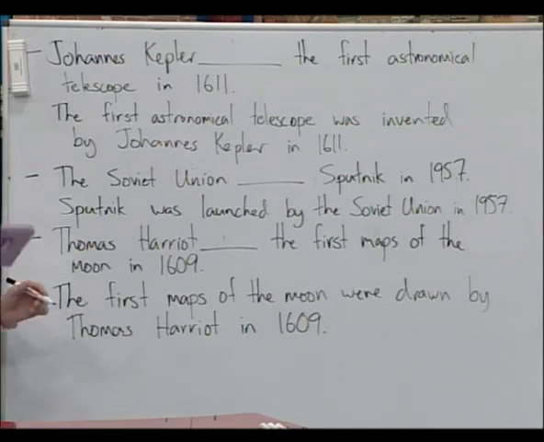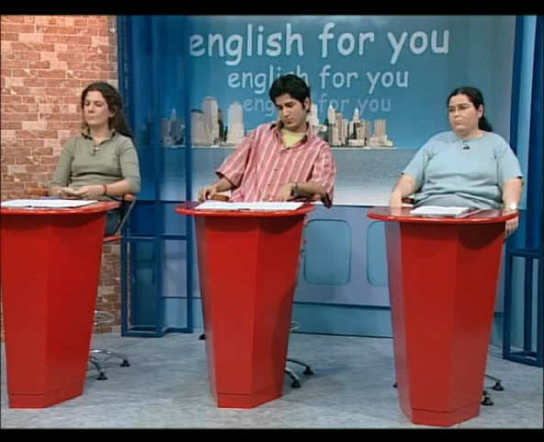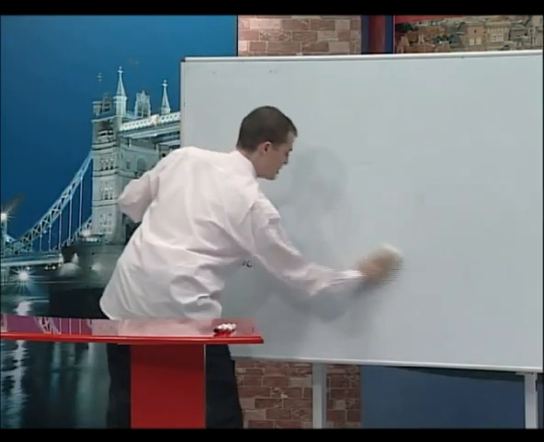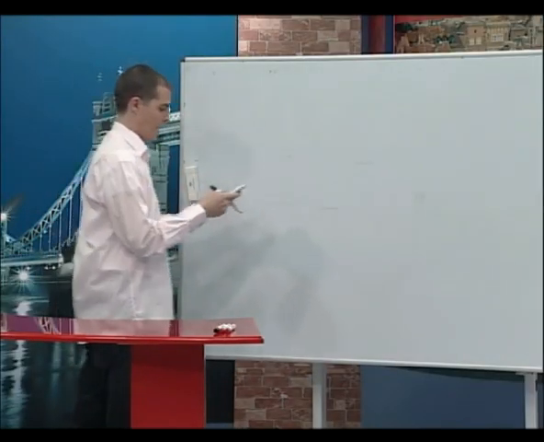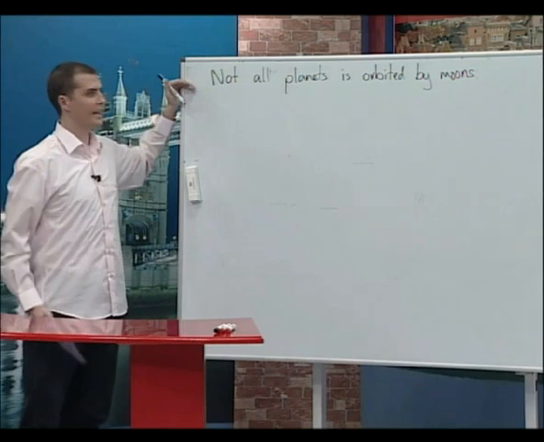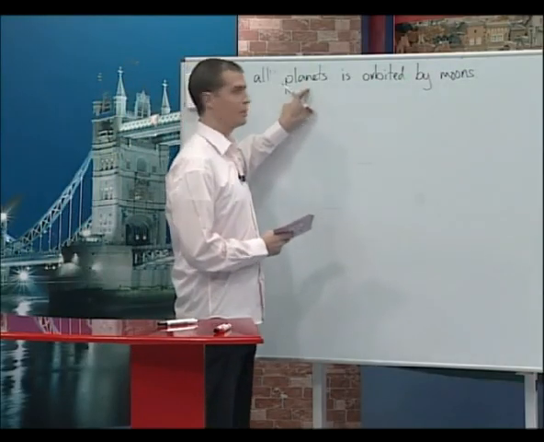Excellent job, everybody. Superb job. Let's do another exercise, and we'll try something new this time. This time, I'll write a sentence, and there'll be a mistake in the sentence, and you have to find the mistake and then correct it. And Rosa, you can do the first one. Not all planets is orbited by moons. What's the mistake? You should change the verb. Not all planets are orbited by moons. So the verb changes? Yes. Okay. Because planets is? Plural. Okay, so that's the mistake.